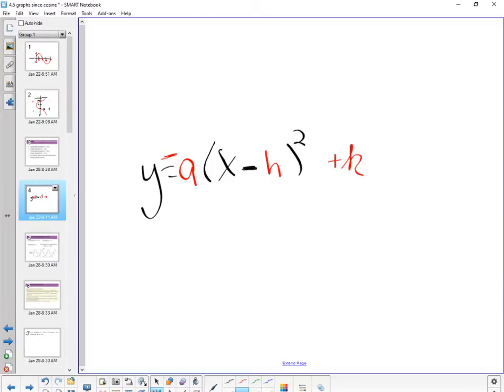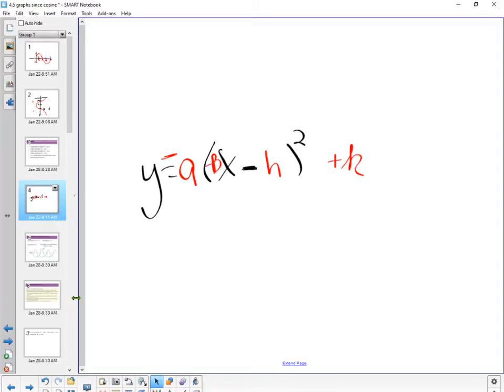I could also reflect it over the y-axis. Anybody remember how to do that? We talked about it briefly. There's going to be some value up front. We could call that B, or negative B, but usually just a negative. If I make that negative, that would flip it. But we didn't really see a B value.